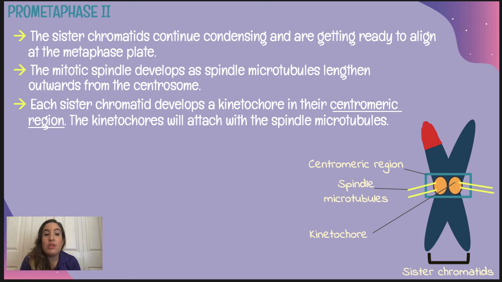The mitotic spindle develops and spindle microtubules lengthen outwards from the centromere. Each sister chromatid develops a kinetochore in their centromeric region. The kinetochores are attached to spindle microtubules. Remember that in meiosis II, sister chromatids are held together by a centromere, not by a chiasmata.